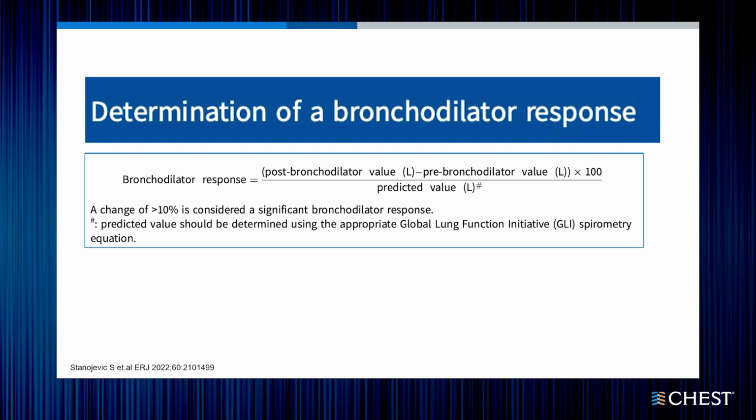The way that we assess bronchodilator response is the post-bronchodilator value minus the pre-bronchodilator value, divided by the predicted value, according to the appropriate GLI spirometry equation, times 100. Anything more than 10% was considered to be significant.